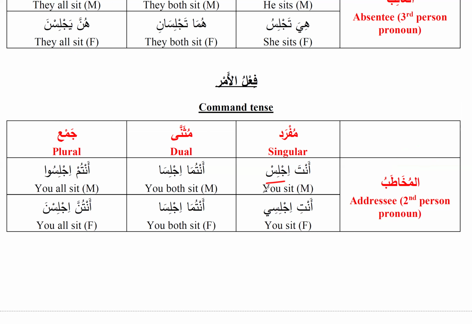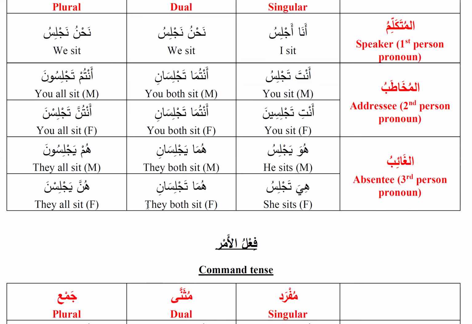So we say anta ijlis. So that's the origin, it's sukun. Then you add antuma, you add alif at the end. Antuma ijlisa, and antum ijlisu, waw and alif. Anti ijlisi, the noon is gone. You add a ya at the end. Antunna ijlisna. So this is similar to the second person for present tense, but it's just that the noon is taken off. So here it becomes sukun, and here the noon is taken.